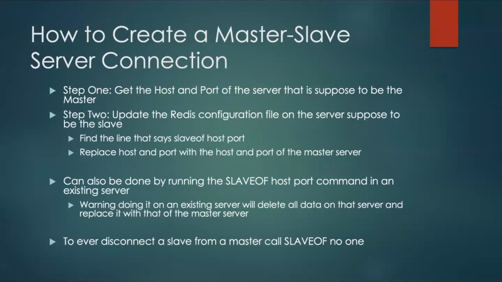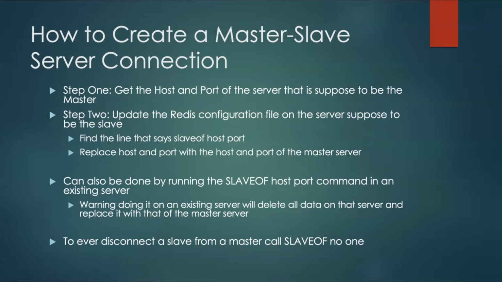How to create a master slave connection. The first step is to find the host and the port of the server that you want to use as the master. And then you need to update the Redis configuration file on the server that's supposed to be the slave. So you need to get the host and port number of the master and then update that on the slave. You need to find the line that says slaveof host port, and then change that host to the host name you found, and then the port to the port number you found for the master.